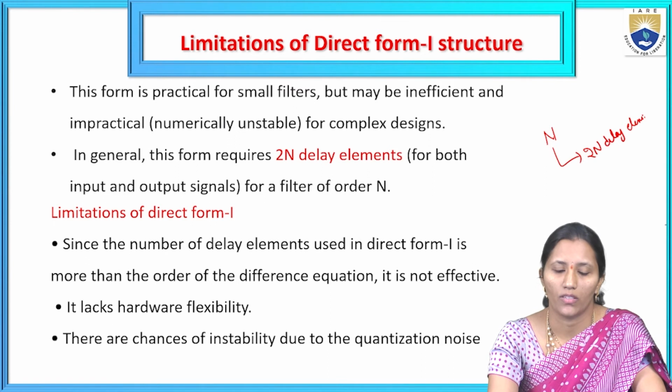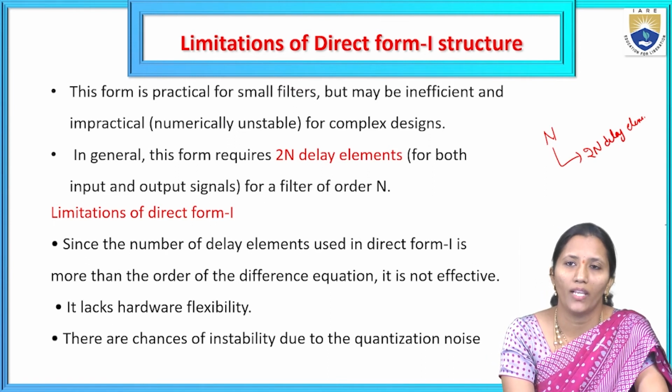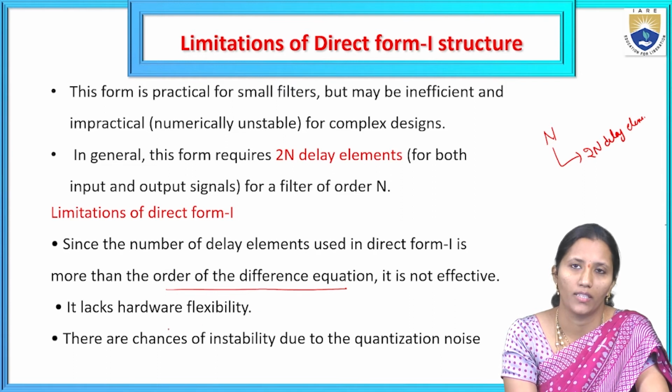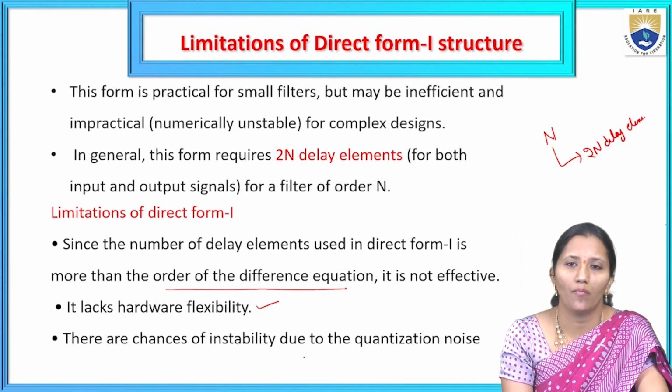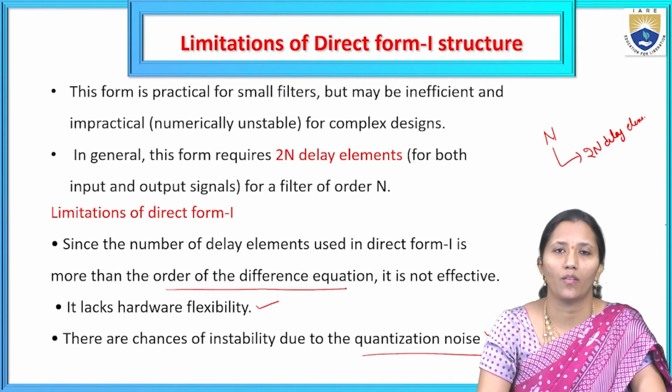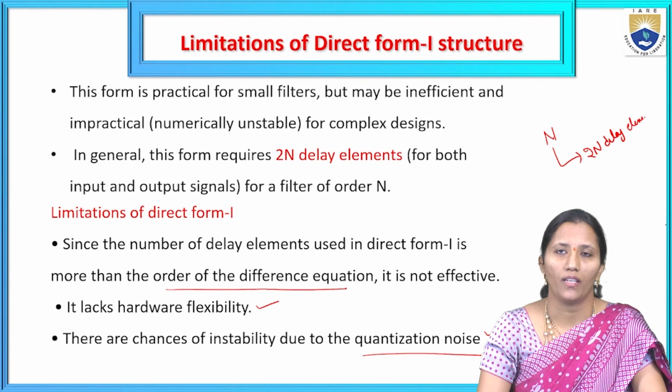in the direct form 1 representation. Okay. So since the number of delay elements used in direct form 1 is more than the order of the difference equation, it is not effective. Here we are using more delay elements than the order of the filter. It lacks hardware flexibility because we are using more delay elements here. And there are chances of instability due to quantization noise. Here we are going to get the quantization noise. There are chances of instability due to the quantization noise. These are the disadvantages of direct form 1.